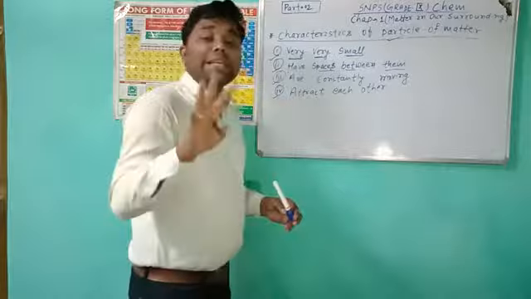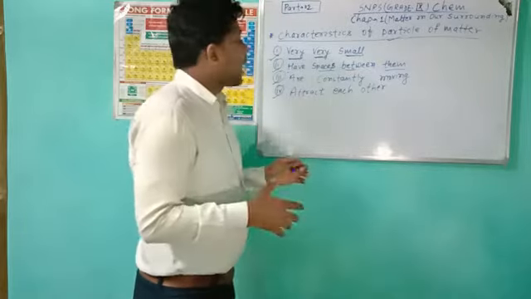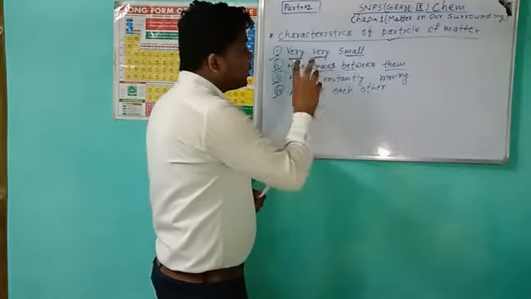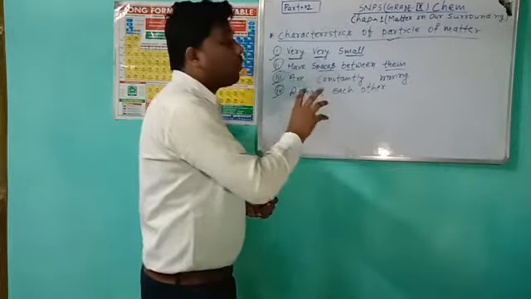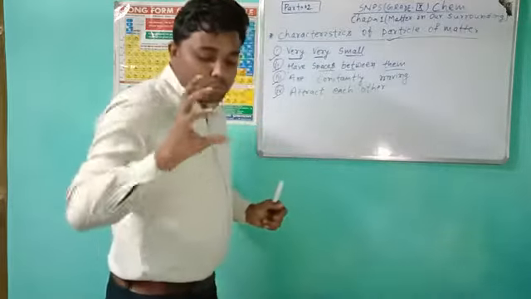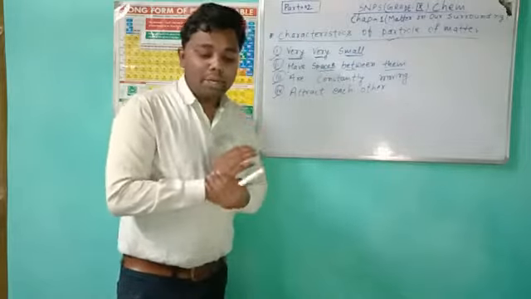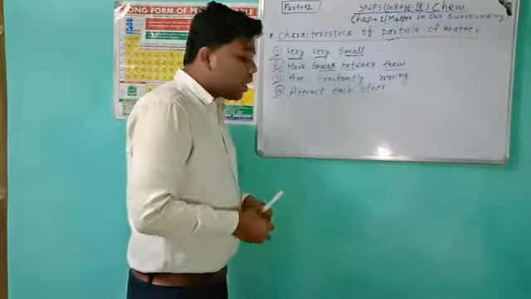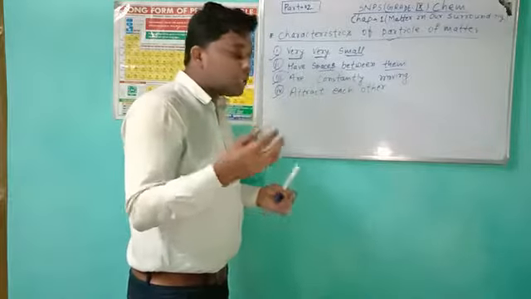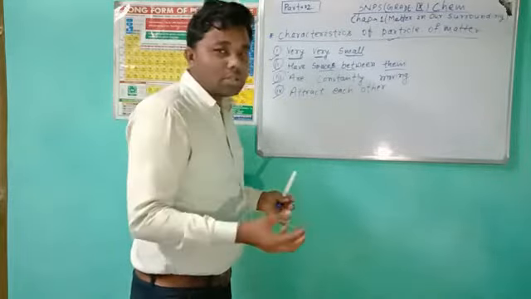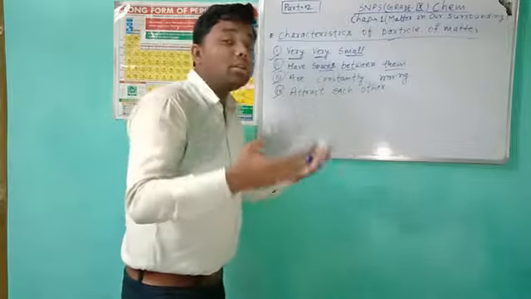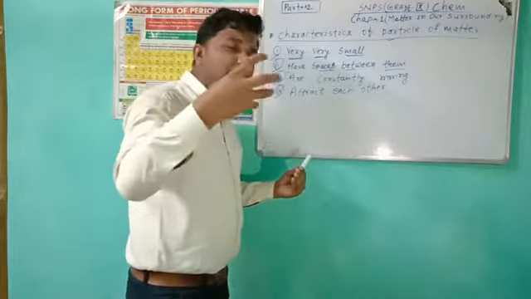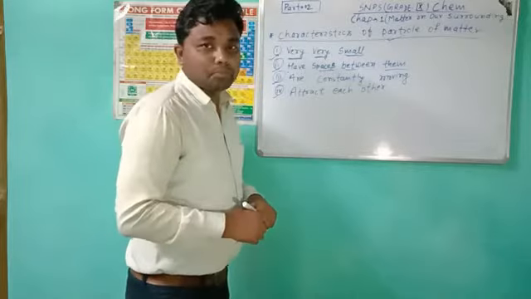There are four characteristics of particles. Among them, the first one is that the particles of matter are very small. That means a small amount of some particular substance contains millions and billions of small particles.